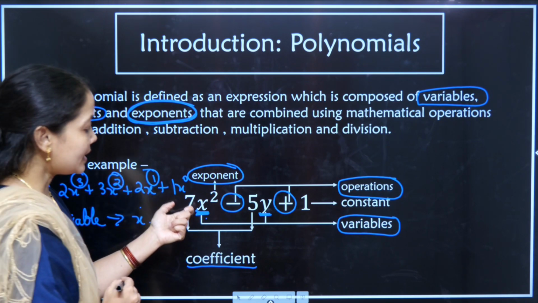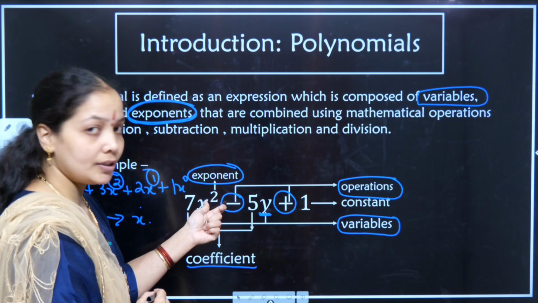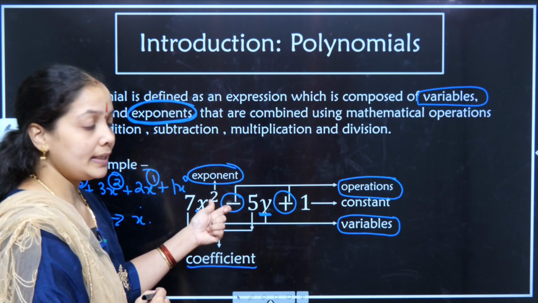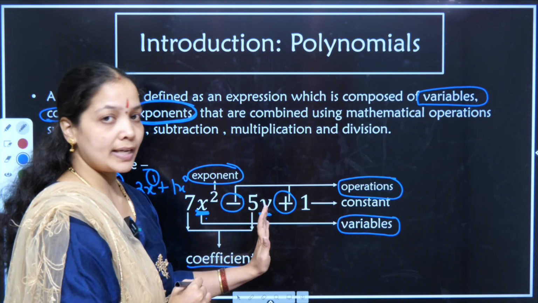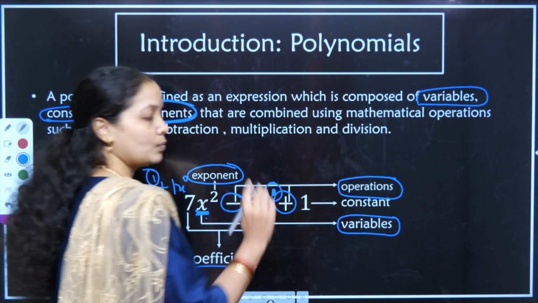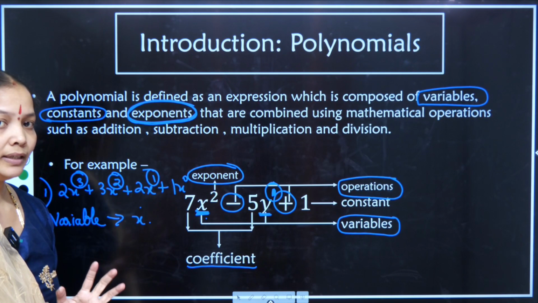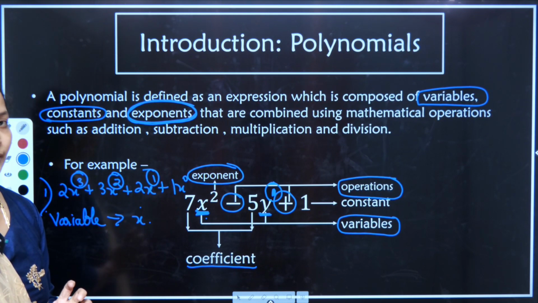Here also, 7x square. So x is my variable. It has an exponent of 2. Therefore, I write the exponent of x as 2. If I want to write the exponent of y, 5y power 1, therefore the exponent of y is 1. So, what is an exponent? If I take an alpha and raise it to some power, that is called the exponent.